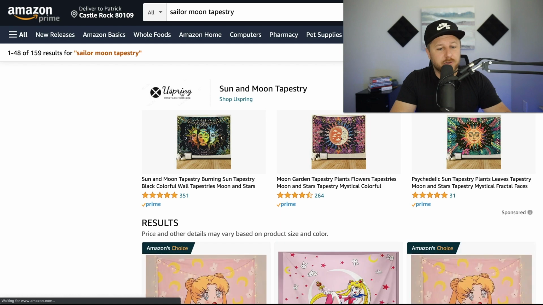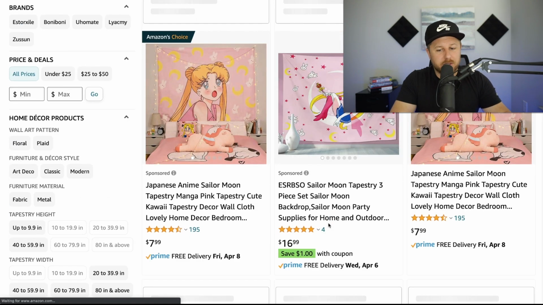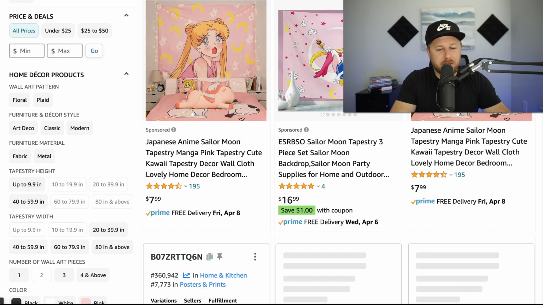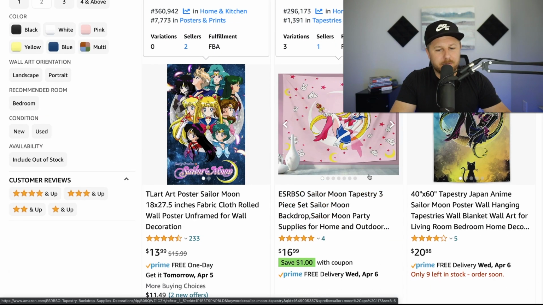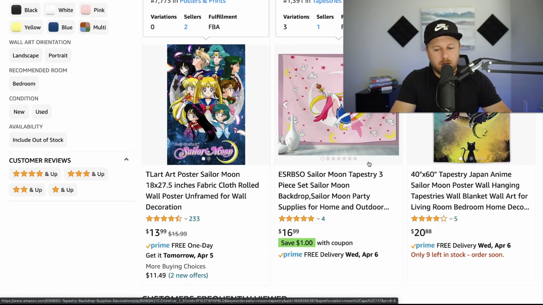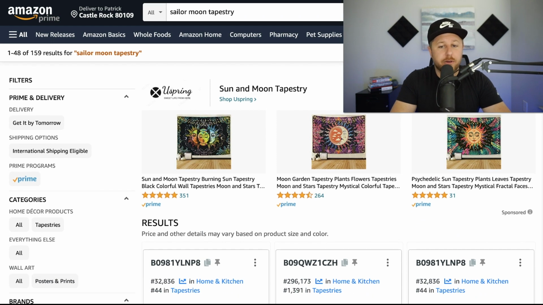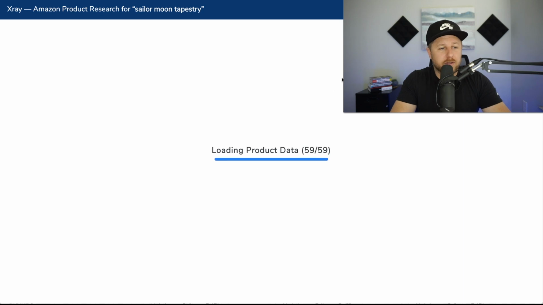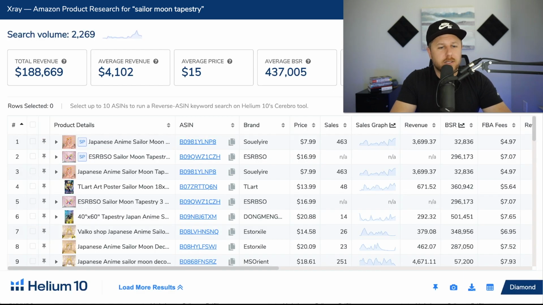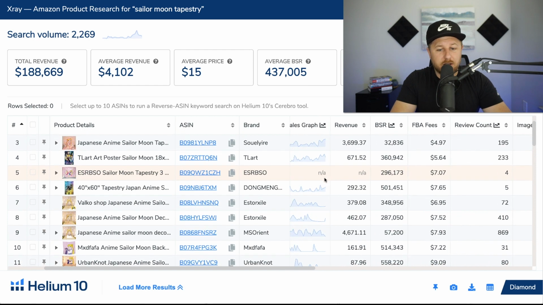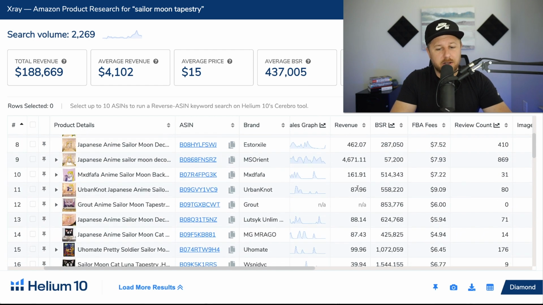Sailor Moon tapestry. I'm not sure if Sailor Moon is an actual character. It looks like it's from an anime show, maybe. But a lot of these sellers have very low reviews. So you'd want to check the trademark on that type of product. I personally wouldn't sell this, but let's just check and see what these sellers are making in revenue from a random keyword that we found using that tool. So let's see. All right, so there is a small amount of search volume history right there. We could see that one seller only is doing about $3,600 a month in sales. Very low revenue. That is not a good product.